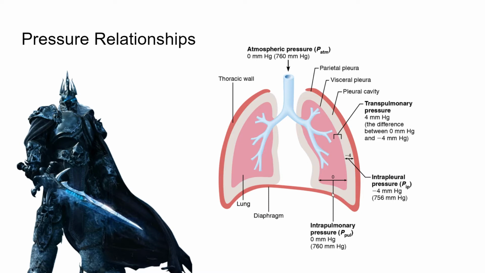Intrapulmonary pressure is just the pressure in the actual alveoli, and intrapleural pressure is the pressure in the pleural cavity itself, which is inside that bag, those pleura that we talked about last time. The intrapulmonary pressure will eventually equalize with the outside, but the intrapleural pressure is always negative.